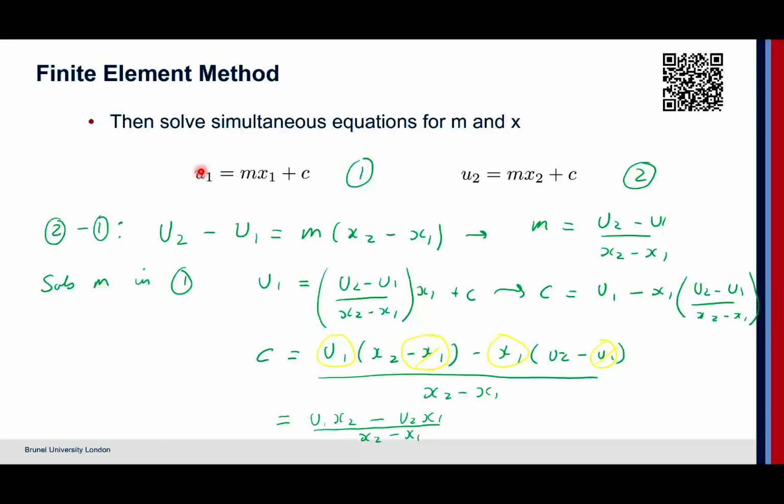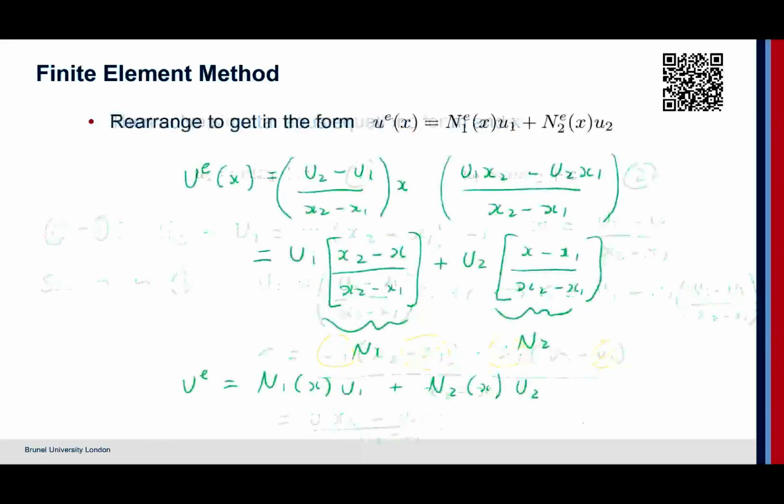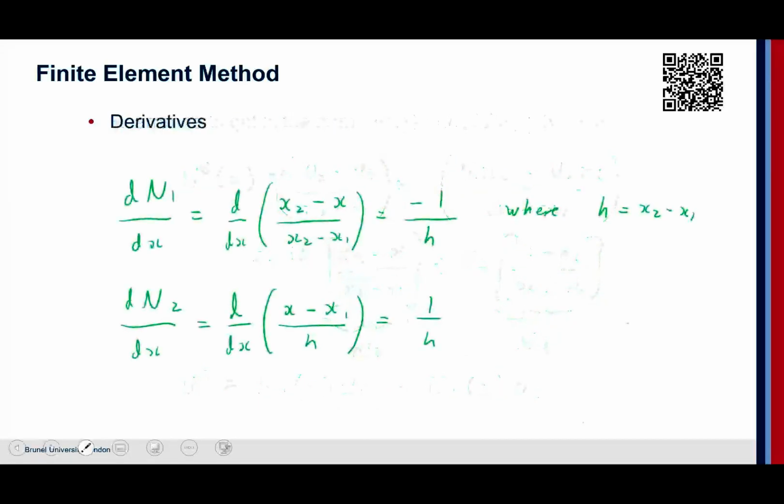You can always check this online, but basically it's just solving these equations. We end up rearranging terms, purely algebra, and we end up with an expression for the equation of a line. U of the element is equal to N1, which is just this function, and N2, which is just that function, and it's an approximation for our straight line. Then we had this property that the derivatives of these functions give you 1 over x2 minus x1, and we use the notation h equals x2 minus x1. So h is just the width of an element. The derivative of N1 is minus 1 over h, and the derivative of N2 is 1 over h.